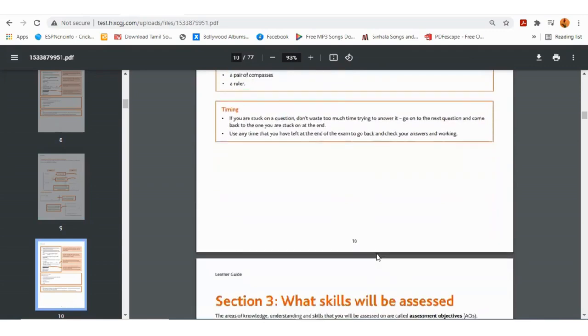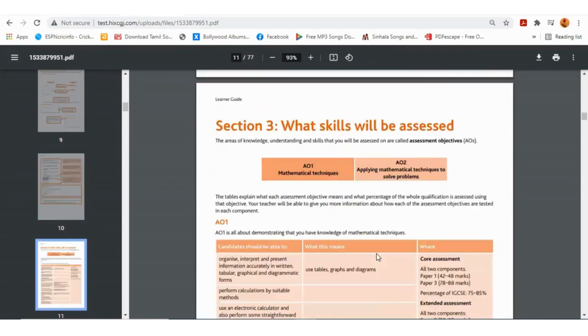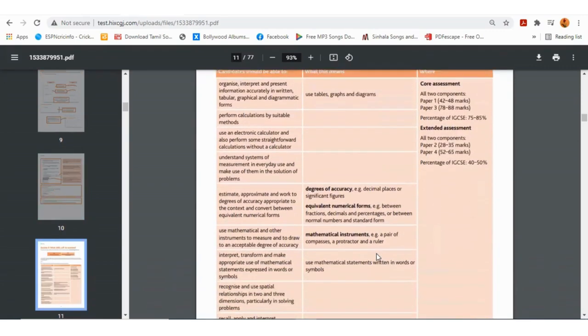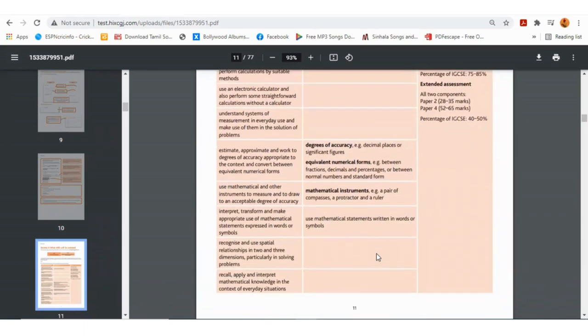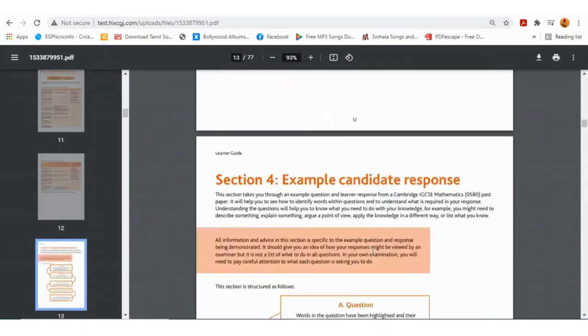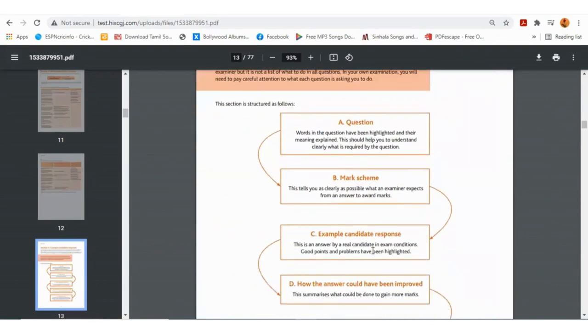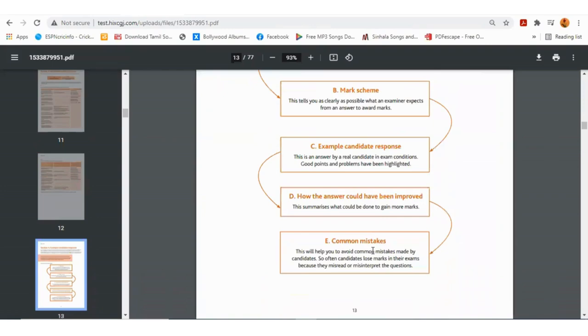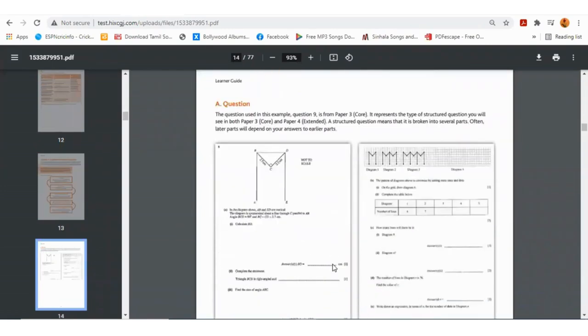So you might think, why is it coming again? It's actually showing for the extended paper separately and for the core paper separately, right? So that's that. And yeah, they actually tell you about the common mistakes. Okay, so something that you can see.